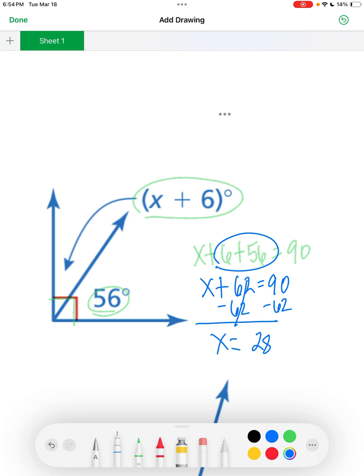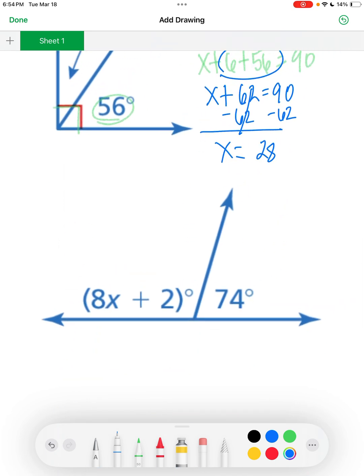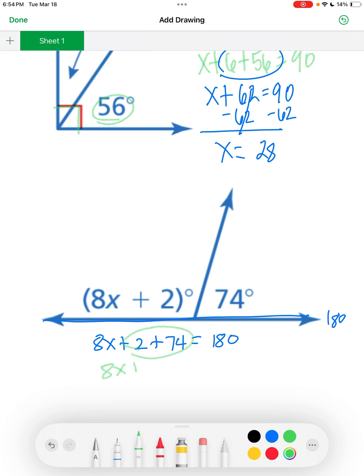It's going to work. Then last but not least, I have supplementary angles, meaning that they equal 180. I know that because I have this line. I know they're going to equal 180. We're going to plug this into an equation. It's going to equal 180. Again, my like terms are numbers, not my variables. So we're going to go ahead and combine that. That's going to give me 76.